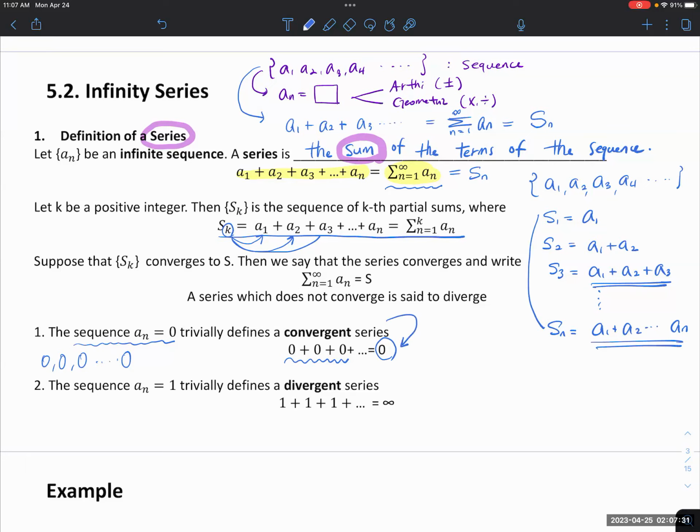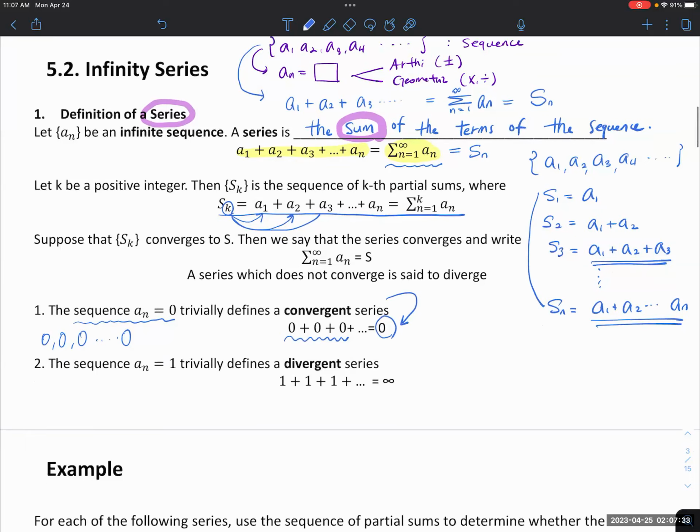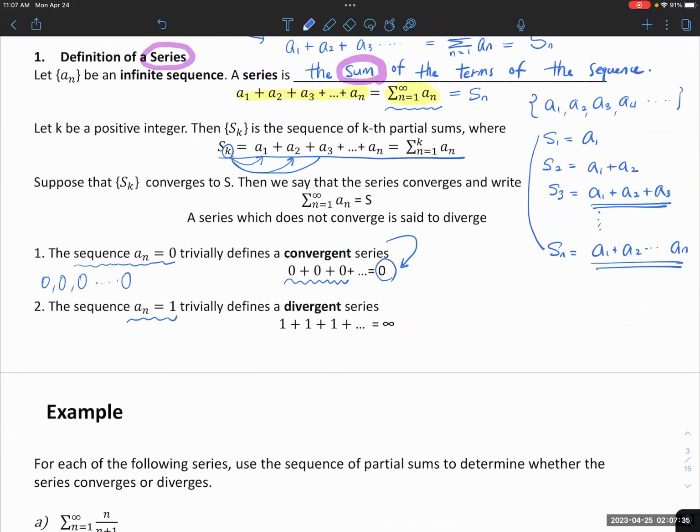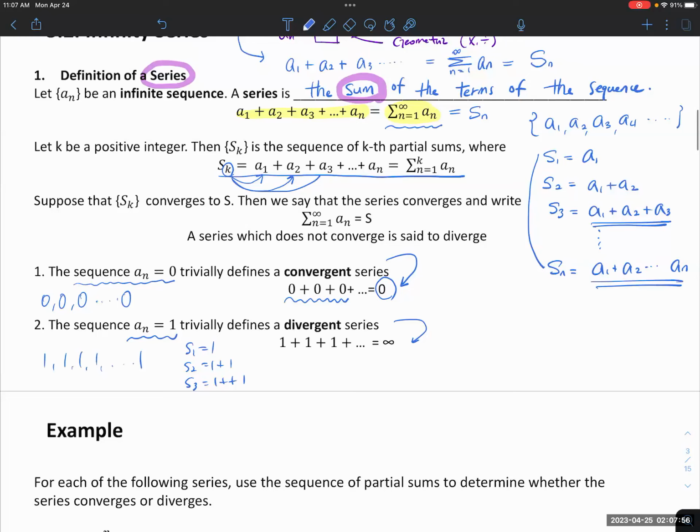It's not infinity. However, think about this, it's a great example. You have 1, 1, 1, 1, 1, 1, 1, 1, 1. S1 is going to be 1. S2 is going to be 1 plus 1. S3 is going to be 1 plus 1 plus 1. Your summation is getting larger and larger and larger. So this is the example where you're going to find a divergent series. Okay, so let me summarize quickly.